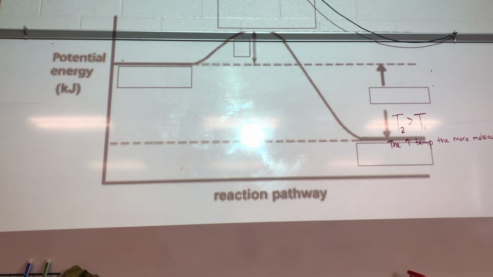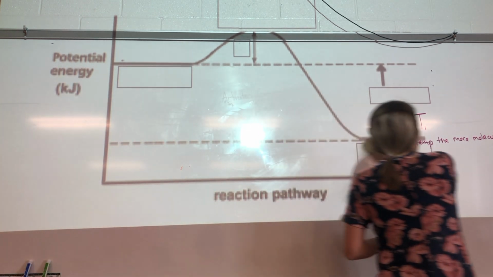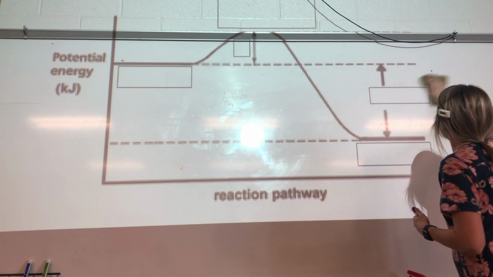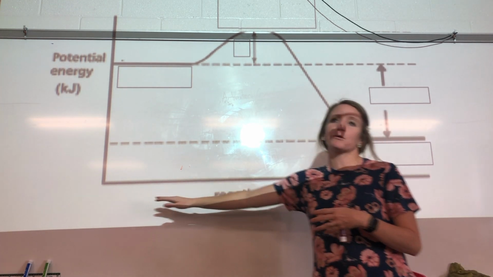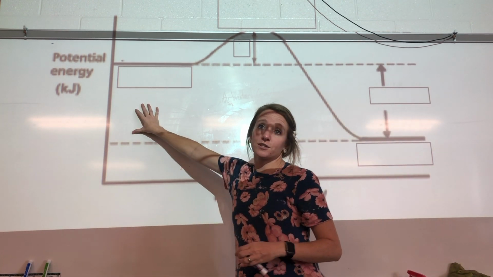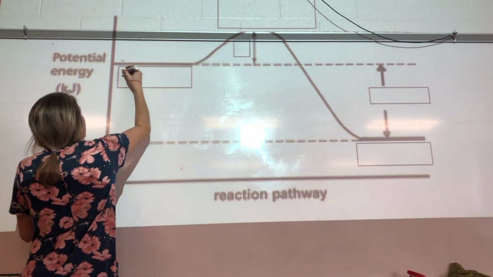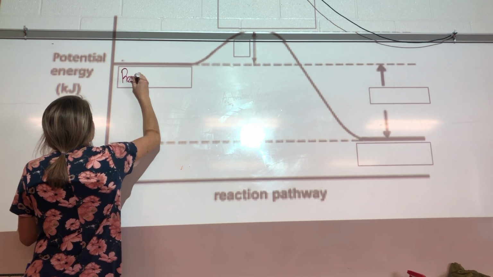Okay, this right here is a reaction pathway diagram. What this does is it shows you the process of a reaction. The way we read it is, first off, the reaction pathway is as it's progressing. So here's the start. This line represents the energy of the reactants.